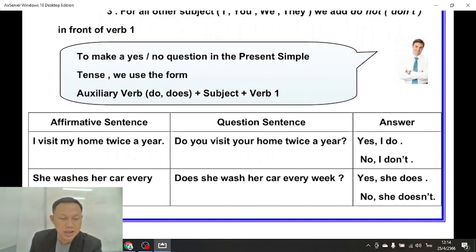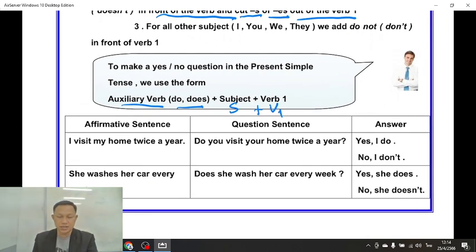And to make a yes/no question in the present simple tense, we use the form auxiliary verb do, does plus subject and plus verb 1. Affirmative sentence. I visit my home twice a year. Question sentence. Do you visit your home twice a year? Answer. Yes, I do. No, I don't.